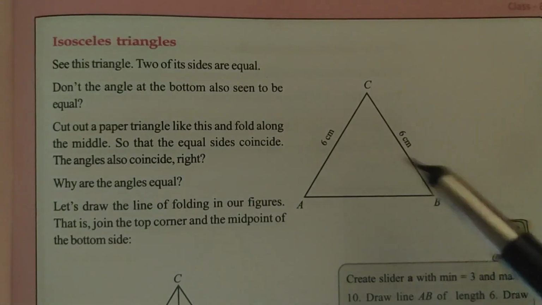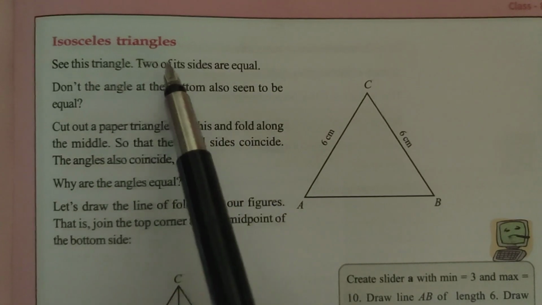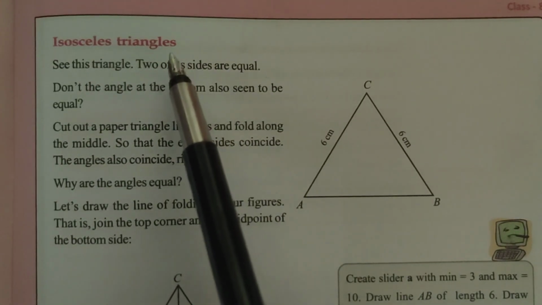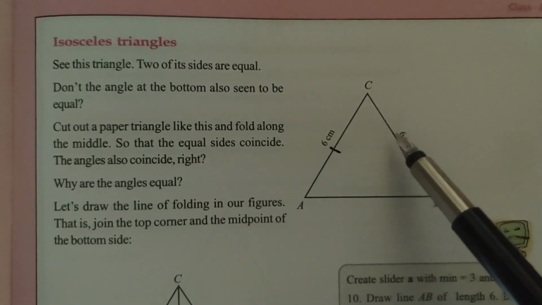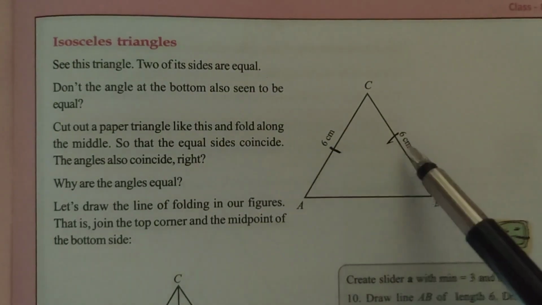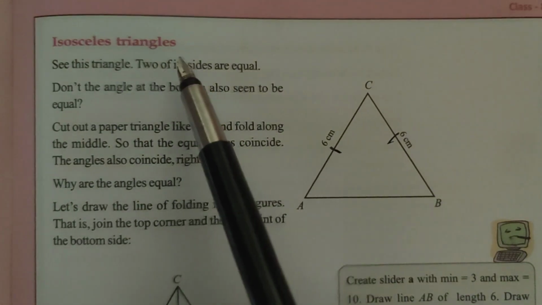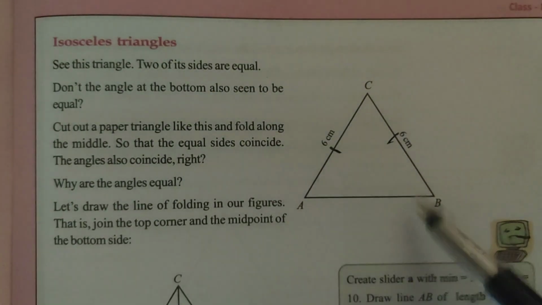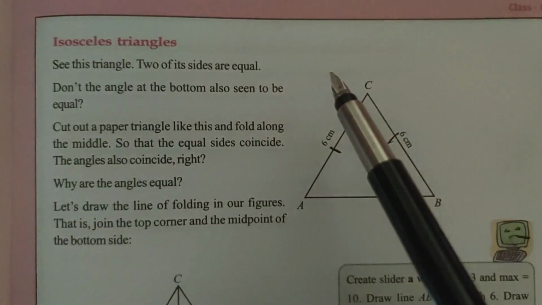On page number 23, you can see a triangle with the heading isosceles triangles. What do we mean by an isosceles triangle? If two sides of a triangle are equal, we call it an isosceles triangle. If all three sides are equal, we call it an equilateral triangle.